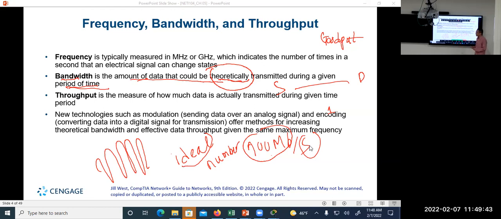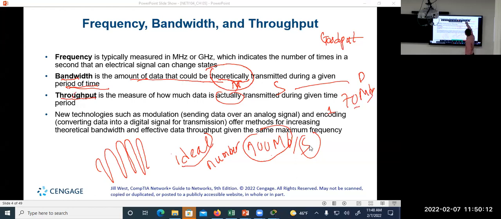So in order to measure the actual number, the core is the definition of throughput. Throughput measures how much is actually transmitted. You see the difference between them, right? Theoretically, and actually transmitted during the given time. So think about this: I have a bandwidth of 100 megabit per second, but actually, when I send from my computer to another one, I only reach about 70 megabit per second. That is the throughput.